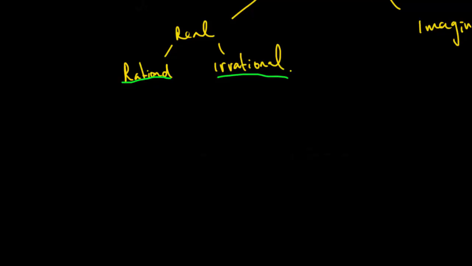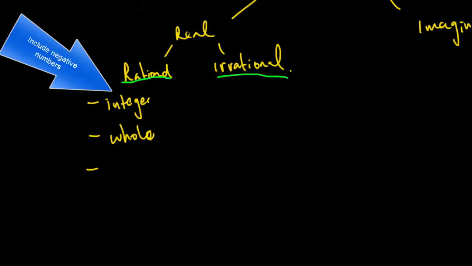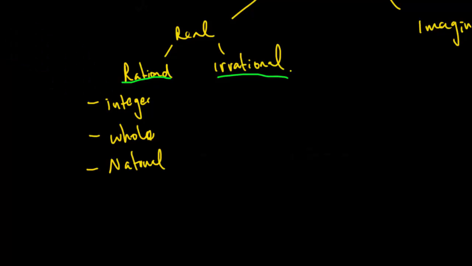So underneath the rational numbers, we have things like integers, and then we have whole numbers, and then finally we have the natural numbers. These can be expressed as fractions. Whole numbers are 0, 1, 2, 3, and natural numbers are just 1, 2, 3. So they don't include zero in the natural numbers.